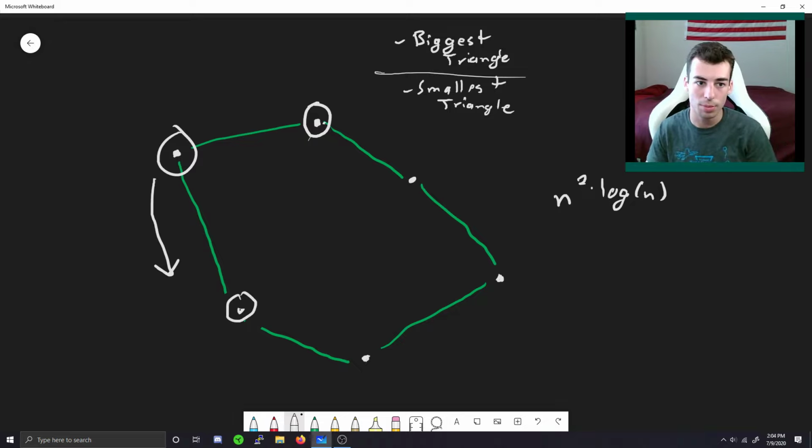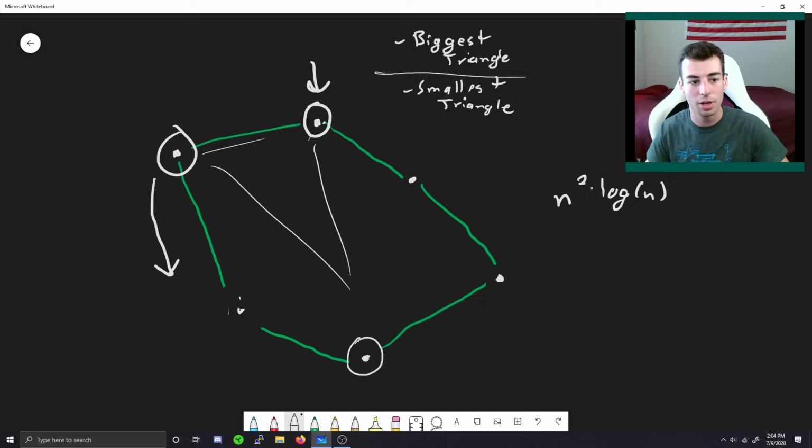a 2-pointer sweep. If we fix this point, as we move this point in a clockwise or counterclockwise direction, this point will also move in a counterclockwise direction. So we can do a for loop for this point, and then just a while loop for this point, and keep moving it over as long as it gets better. So maybe this is the optimal triangle for these 2 points being fixed.